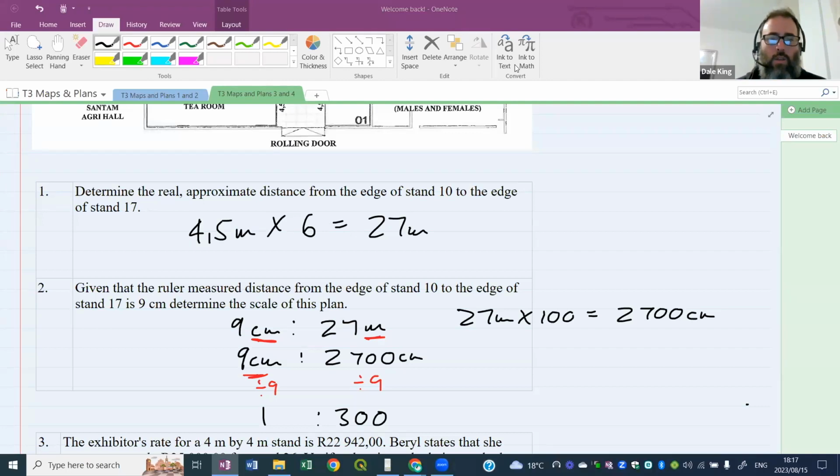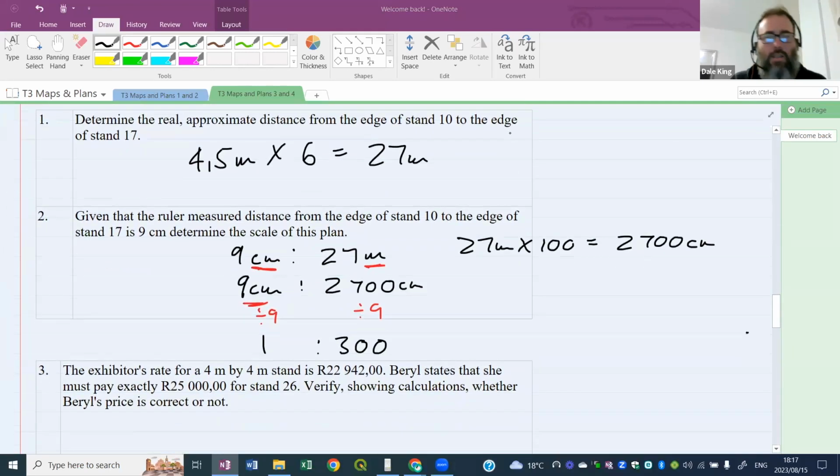So this question of determining the scale of a map is a common one. Just remember, you need a ruler measurement and you need a map measurement. Those are the two things you need. Please remember that. All right, let's move on to question 3.